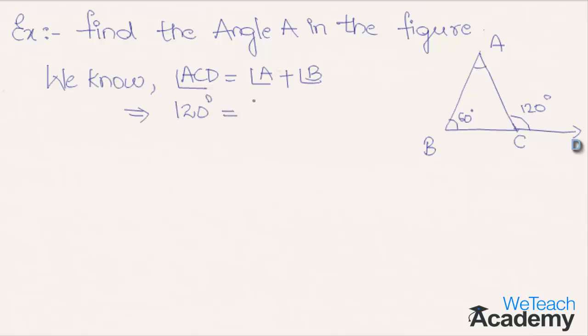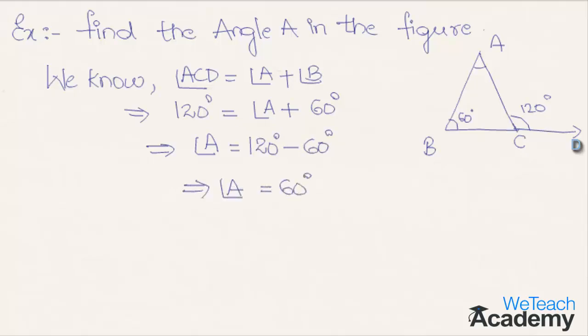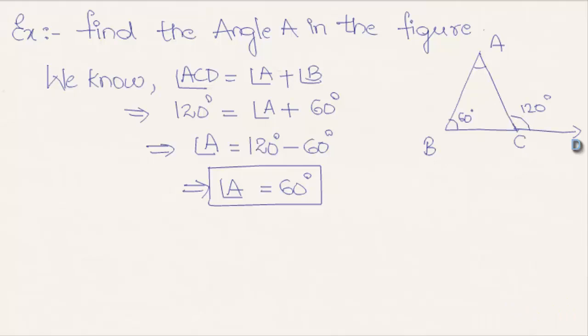angle A plus 60 degrees, which implies angle A is equal to 120 minus 60 degrees. We get here angle A is equal to 60 degrees. So we can say that sum of two interior opposite angles is equal to exterior angle. This was the basic introduction on exterior angle property.